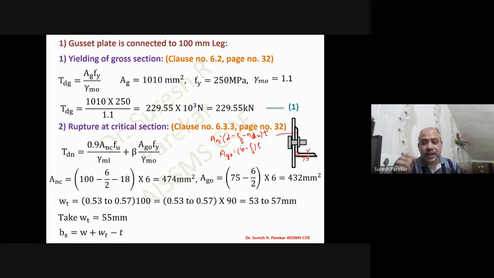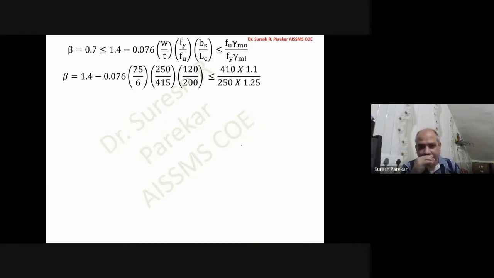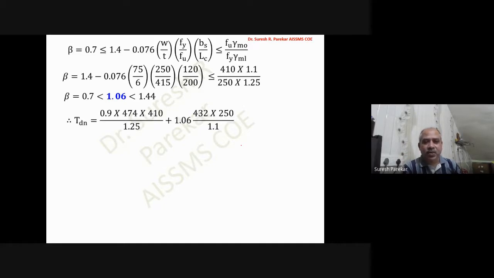So BS, that is for a bolted connection, we know is W plus WT minus T, and that we have calculated, which will give us 120 millimeter. And LC, we know, is the center to center distance between the end bolts. Now beta we have calculated by substituting all the values, and that gives me a value of beta as 1.06, which is between 0.7 and 1.44. And using this, I have calculated the TDN value, which gives us 244 kilonewtons.